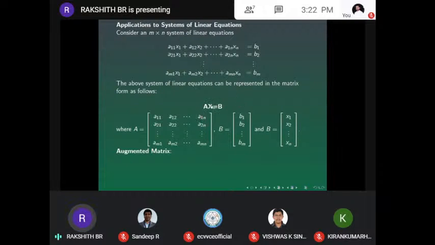So this is how you represent the given linear system of equations in matrix form. We put it in the form Ax equal to B, where A stands for the coefficient matrix, B stands for the constant vector, and X stands for the vector of unknowns. From this, the augmented matrix is the coefficient matrix A together with the constant vector B. This matrix is called the augmented matrix of the given linear system.